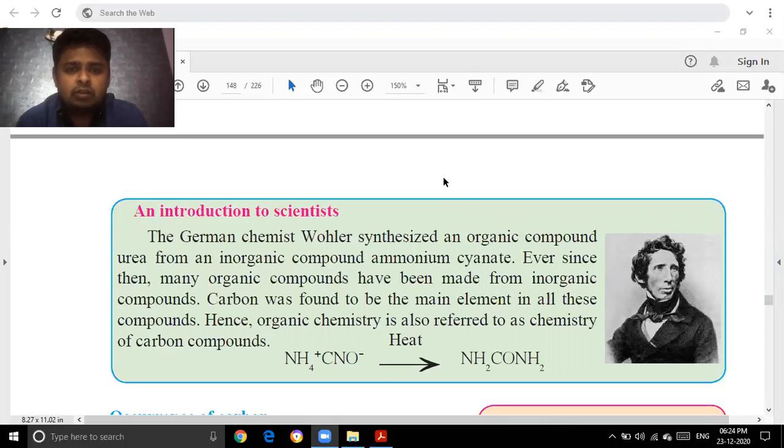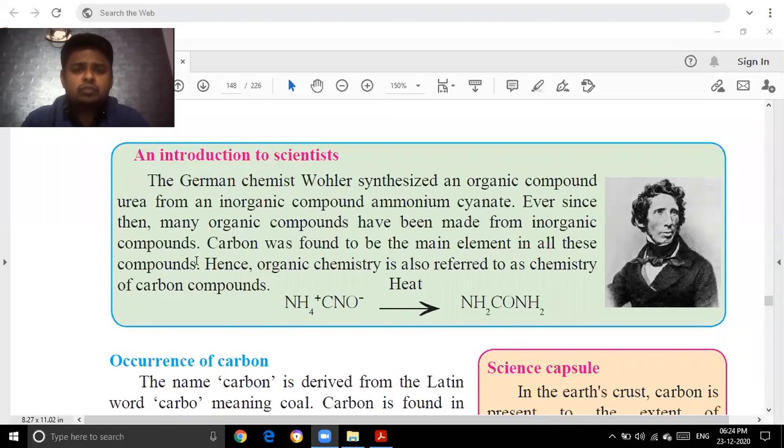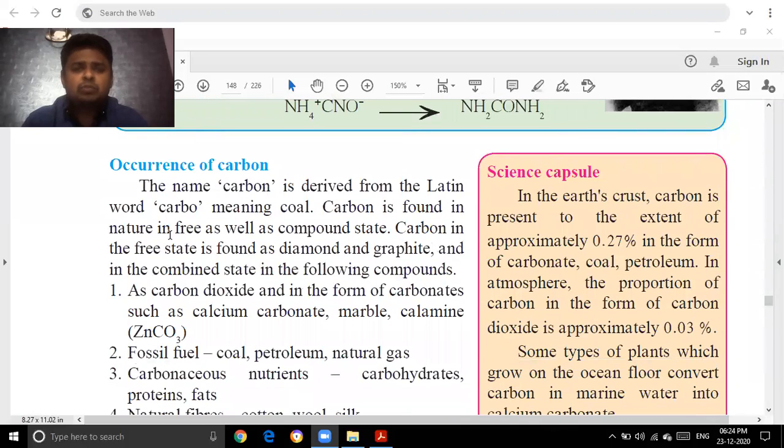And carbon was found to be the main element, and he's also referred to as the father of the chemistry of carbon compounds. Okay, when big work is done, you get the Nobel Prize. Occurrence of carbon. Now, carbon is derived from the Latin word carbo. Carbon is found in free as well as compound state that we know.